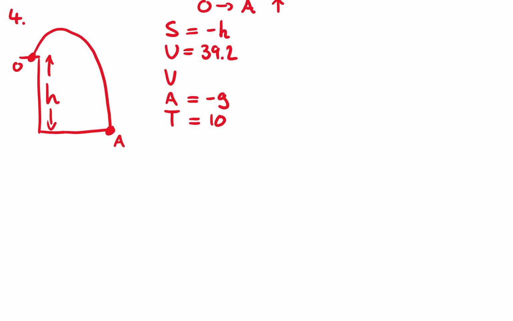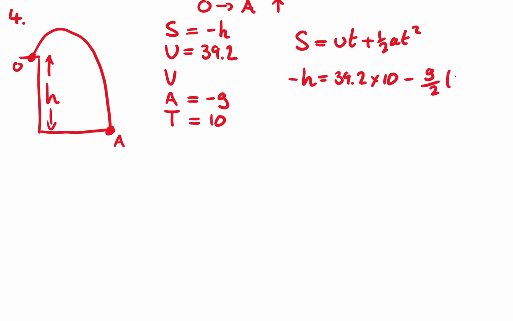In combination with the time being 10, we can utilize ut plus a half at squared is equal to s, the displacement taken, and we can substitute in our values and rearrange and solve for this value h. Typing the right hand side into my calculator gives 98, or negative 98, and therefore h is 98.